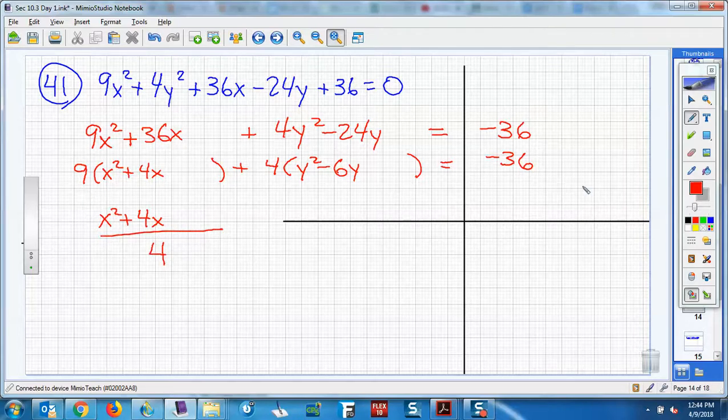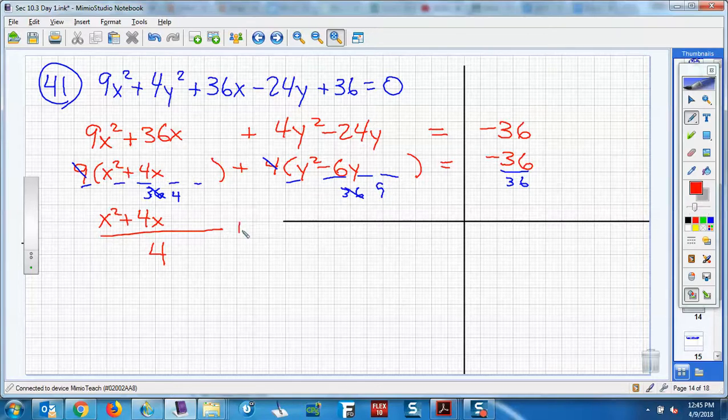Because basically, let me put it in a different color here, what you're saying is let's divide this by 36, let's divide this by 36, and let's divide this by 36. Well, this 9 is going to cancel that 36 and make a 4. That's what's happening here. And what's going to happen here? The 4 is going to cancel that and make a 9.